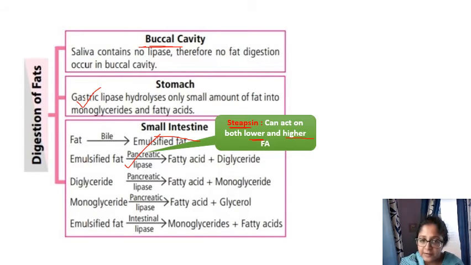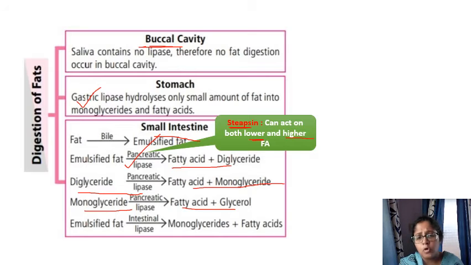So on emulsified fat, steapsin acts, making fatty acid and diglyceride. Again on diglyceride, pancreatic lipase, that is steapsin, acts, giving fatty acid and monoglyceride. Again on monoglyceride, pancreatic lipase gives fatty acid and glycerol. So the whole process is acted upon in steps by the pancreatic lipase, forming diglyceride, then monoglyceride, and finally glycerol and fatty acid.